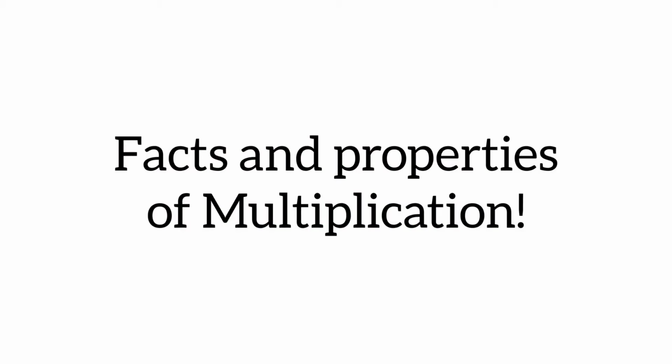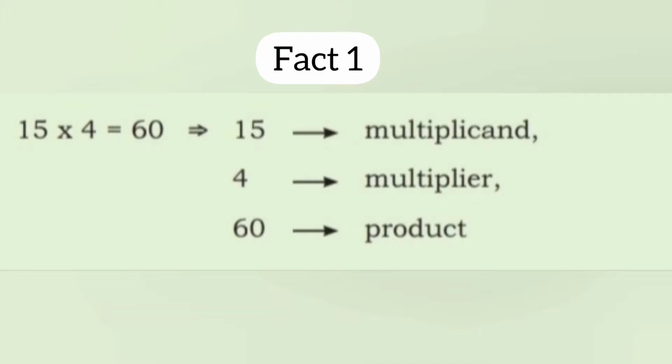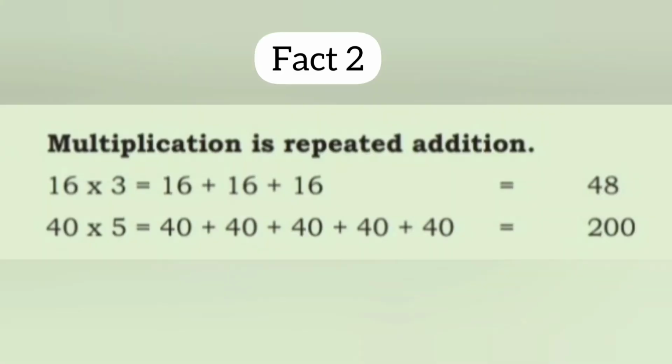Let's start with some of the facts about multiplication. Here's the first fact. 15 into 4 is equal to 60. If you take that example, 15 is called your multiplicand, 4 is your multiplier, and 60 is your product. Let's look at the second fact.